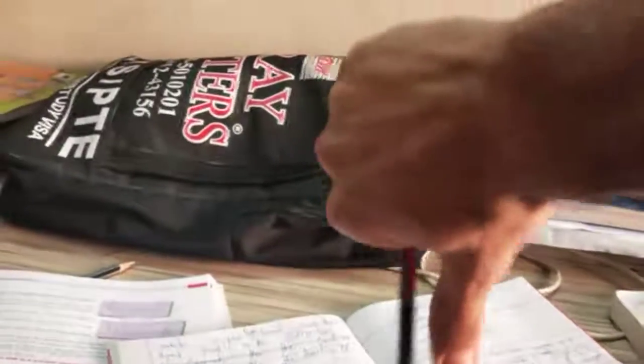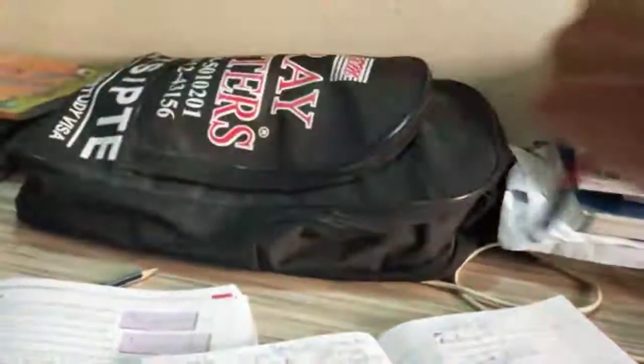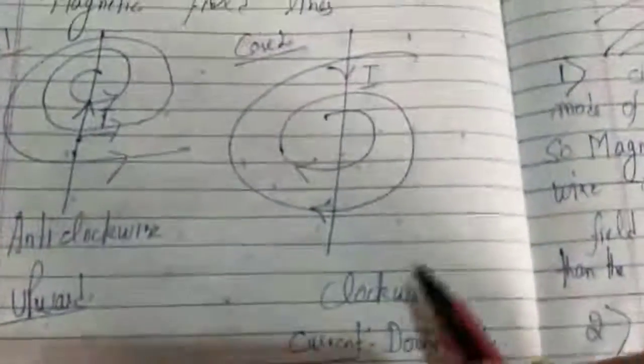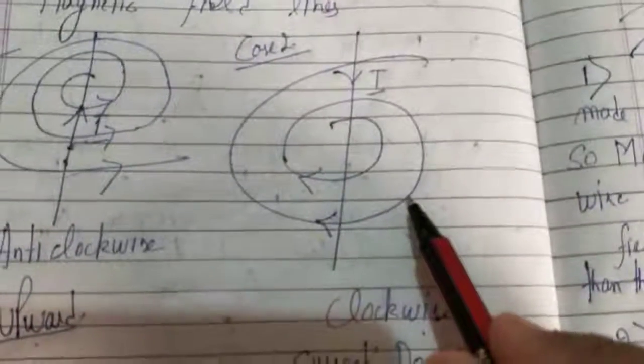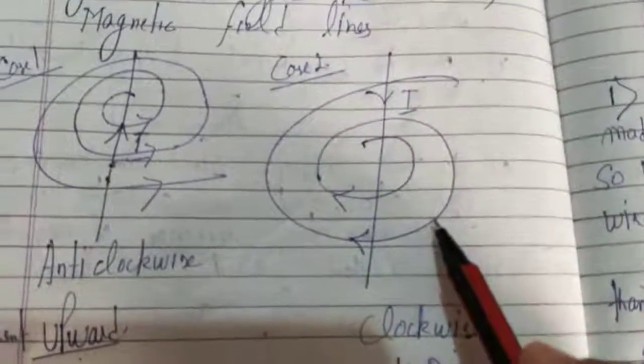And if the current is coming in the downward direction, how will we hold the conductor? Like this. If the current is coming in the downward direction, we will hold it this way. Then the curl of the fingers will provide us the direction of the magnetic field, like this: 9, 12, 3, 6. So it is clockwise. When the current is in the downward direction, the magnetic field lines will be in clockwise direction around the straight current carrying conductor.